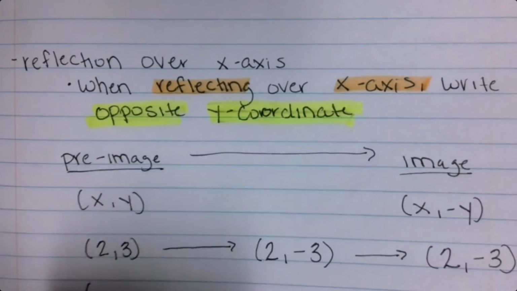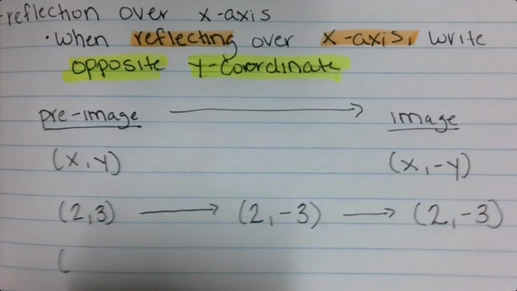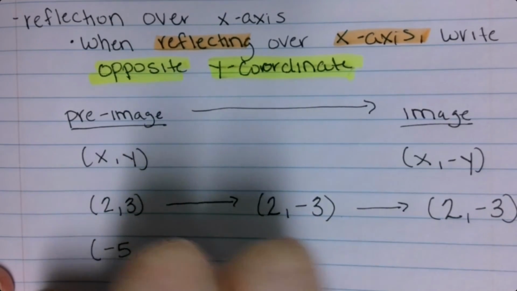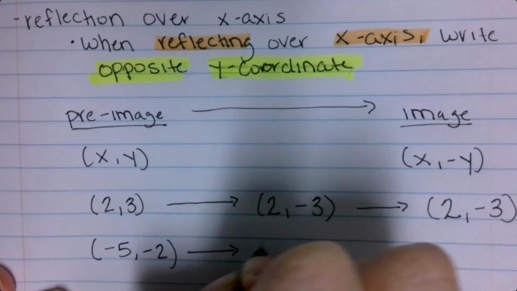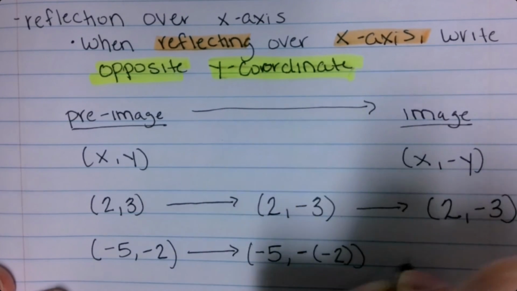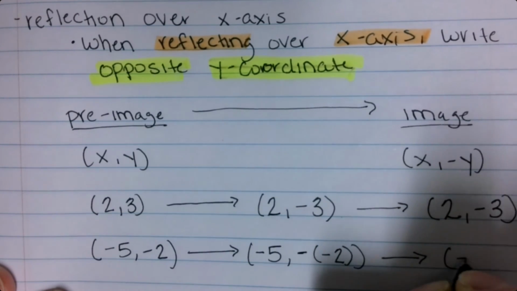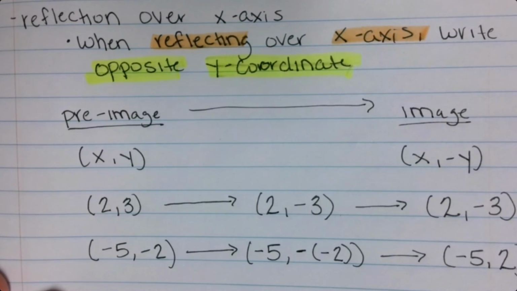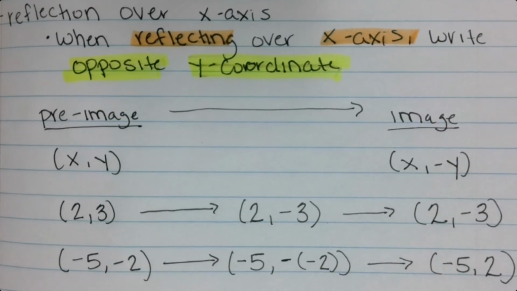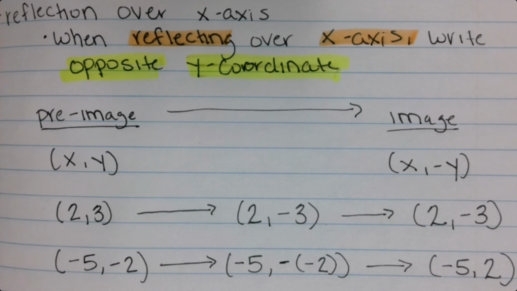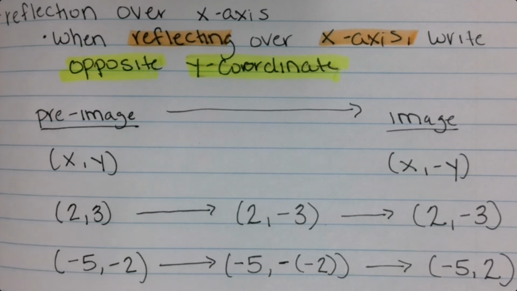If I had the point negative 5, negative 2, here's why this middle is important, because I would have negative 5, but then this would be negative 2, which would give me a final answer of negative 5, positive 2. Okay, so that's kind of why I wanted to show you that. Again, it is not going to be our sole focus. Which is perfectly fine.